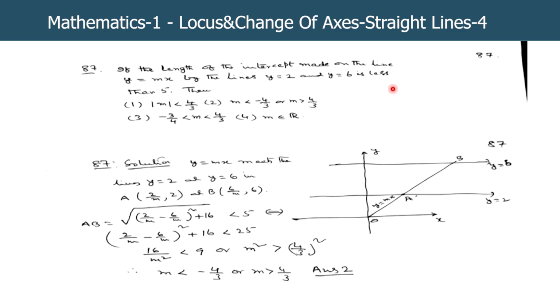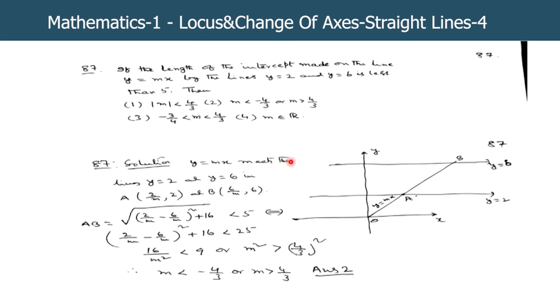87. If the length of the intercept made on the line y = mx by the lines y = 2 and y = 6 is less than 5, then: 1, |m| < 4/3; 2, m < -4/3 or m > 4/3; 3, -3/4 < m < 4/3; and 4, m is any real number.